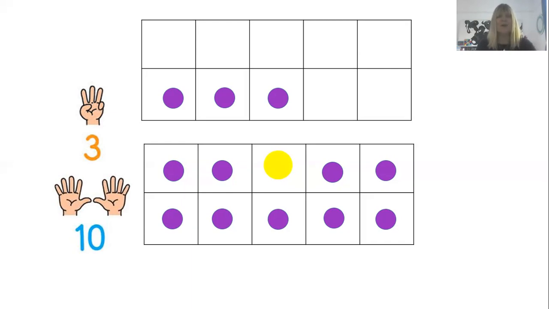Now, we've got a yellow dot. Can you think about which square that yellow dot is in? Is it in the first, the second, the third, the fourth, the fifth? Did you say it's in the 8th square? Because if you did, you're absolutely right. It was in the 8th square today.